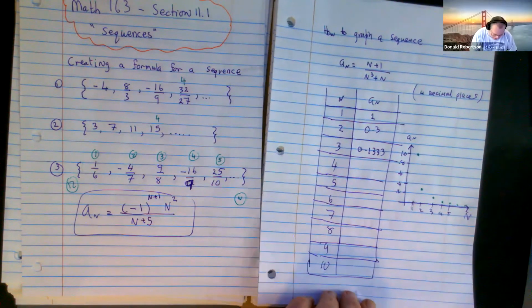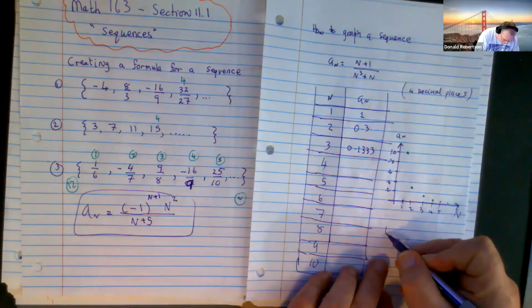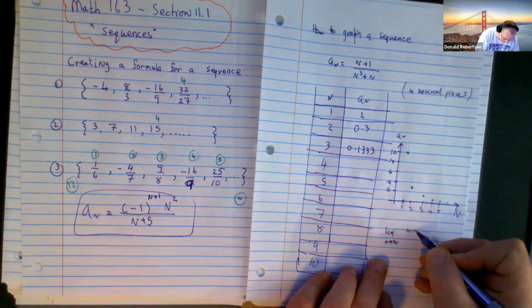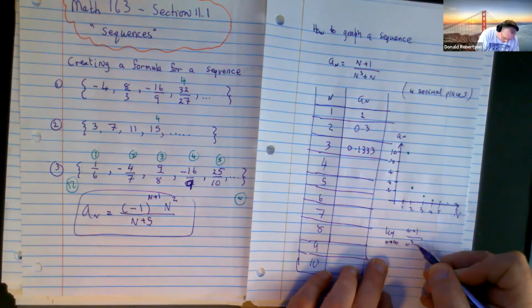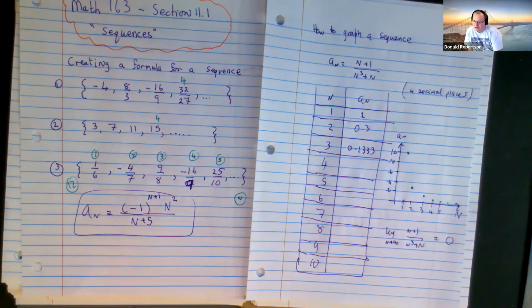Are we good with that type of question where you fill in a table and then you can use Desmos to help you sketch it? By the way, although I haven't done a really good job on this, would it be reasonable to assume that the limit of this sequence was 0? You can kind of see it.